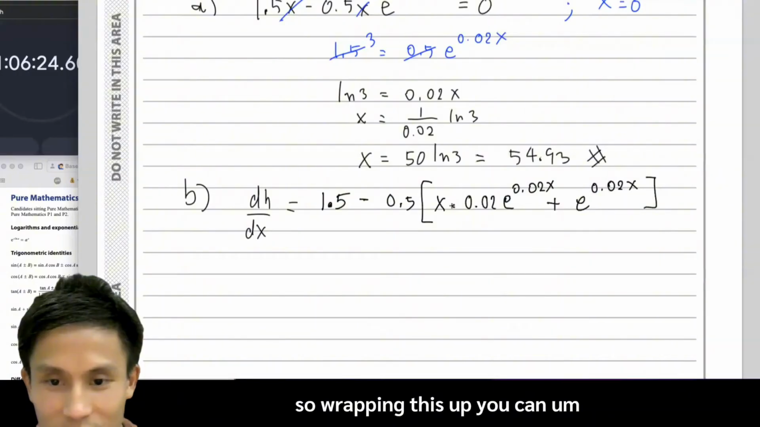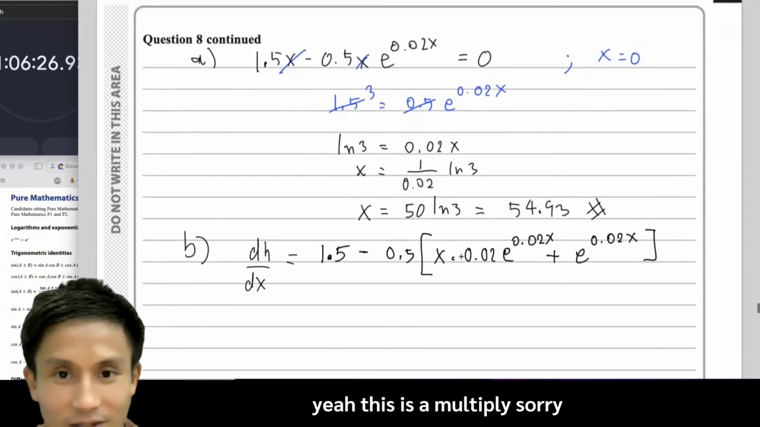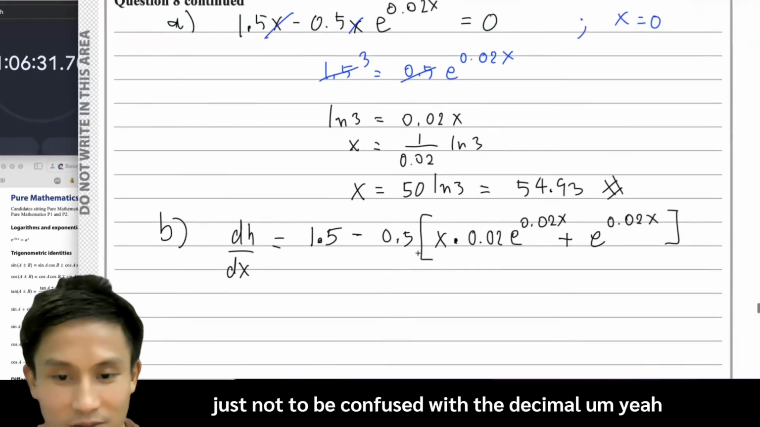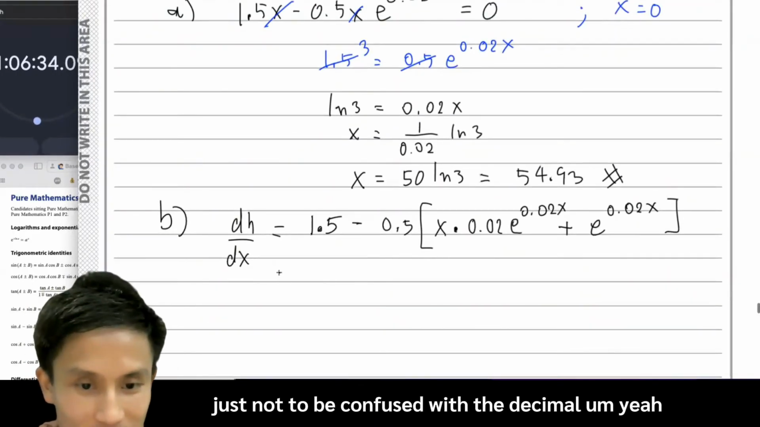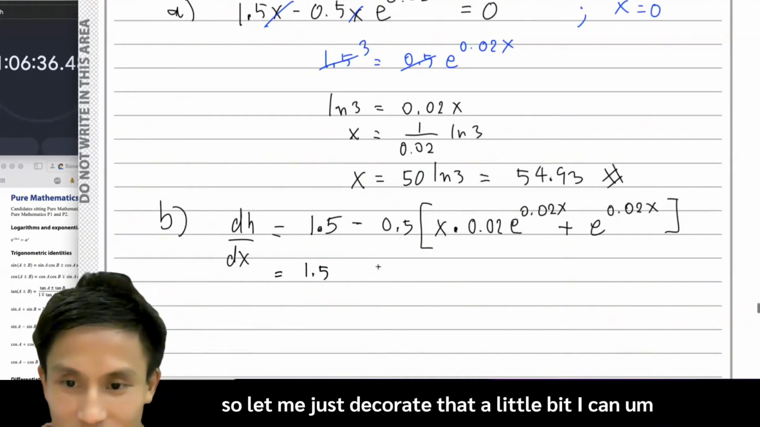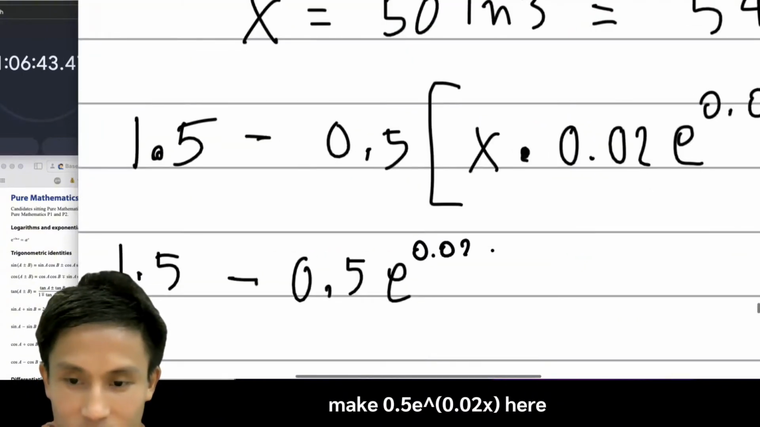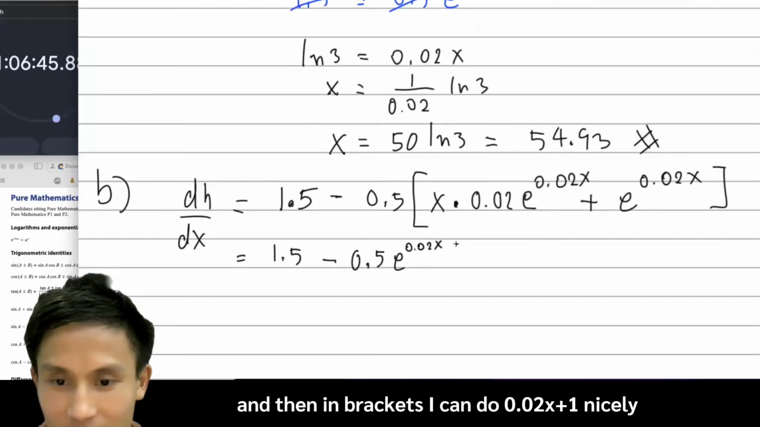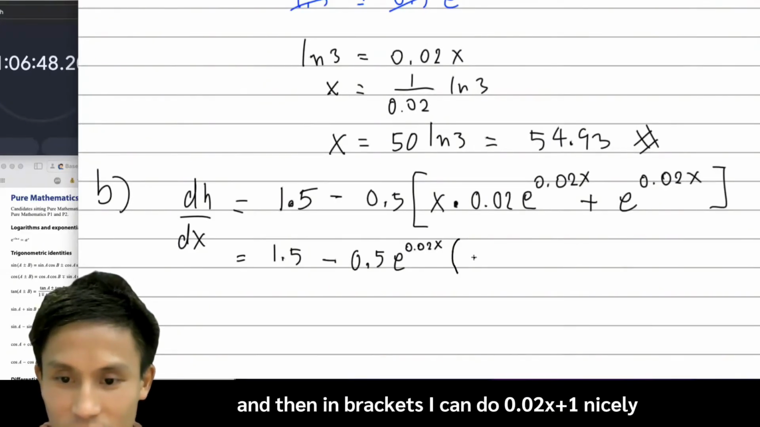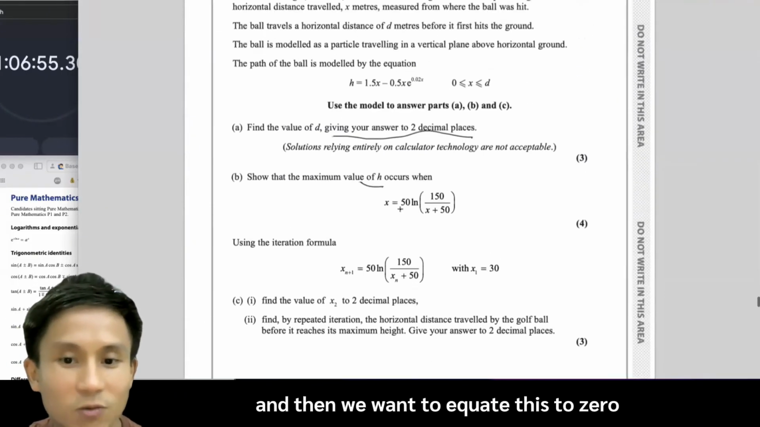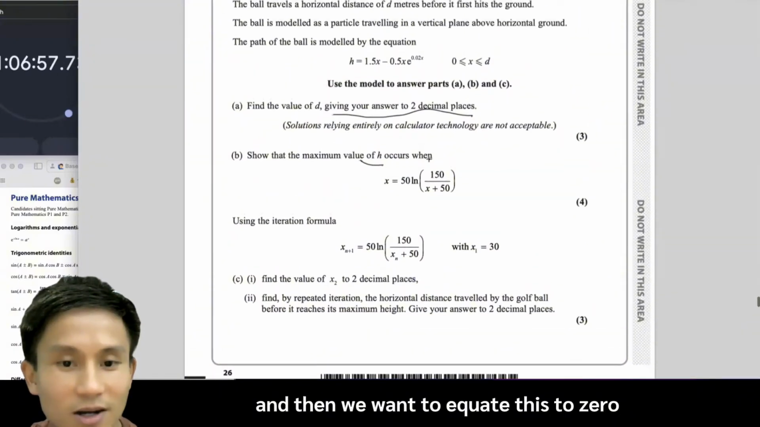So wrapping this up, this is a multiplier, sorry. I normally do a dot there, just not to be confused with the decimal. Let me just decorate that a little bit. I can make 0.5 e to the 0.02x here. And then in brackets, I can do 0.02x plus 1. Nicely.